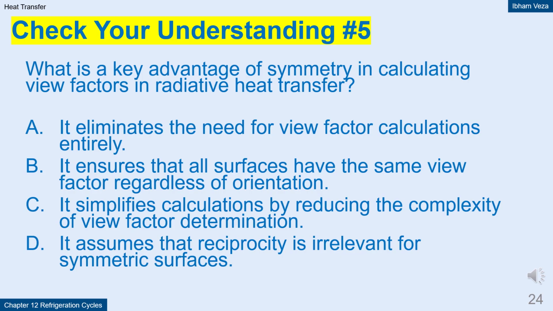B. It ensures that all surfaces have the same view factor regardless of orientation. This is incorrect because not all surfaces necessarily have the same view factor. Symmetry only equates view factors for symmetric surfaces about a third. D. It assumes that reciprocity is irrelevant for symmetric surfaces. This is incorrect because reciprocity is always maintained in radiative heat transfer, even for symmetric surfaces. Symmetry does not negate reciprocity but complements it.